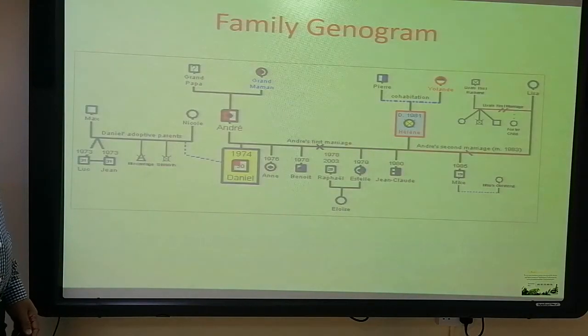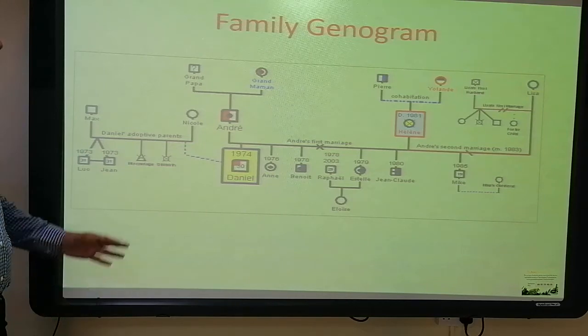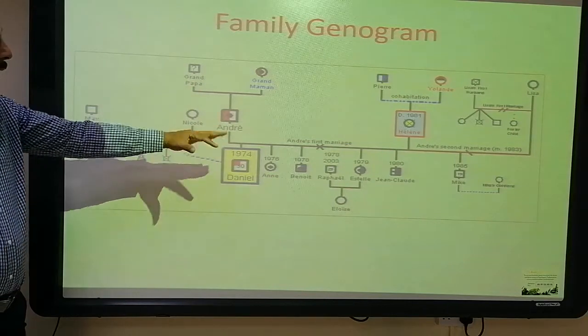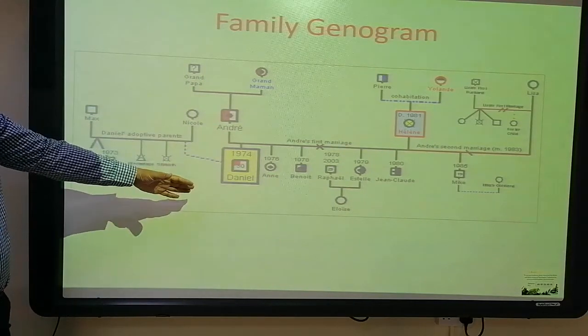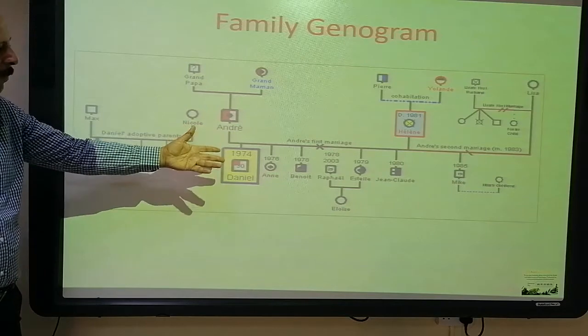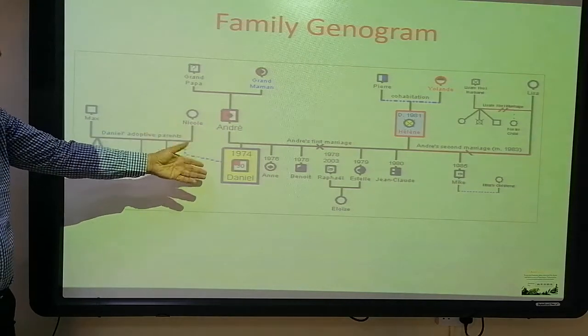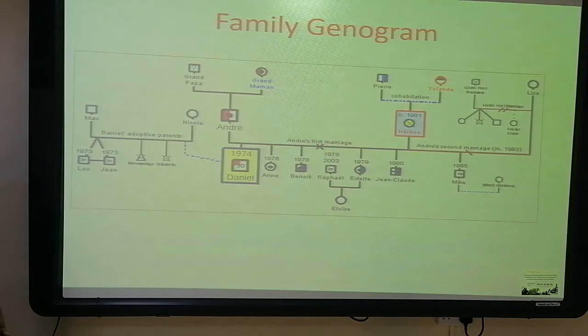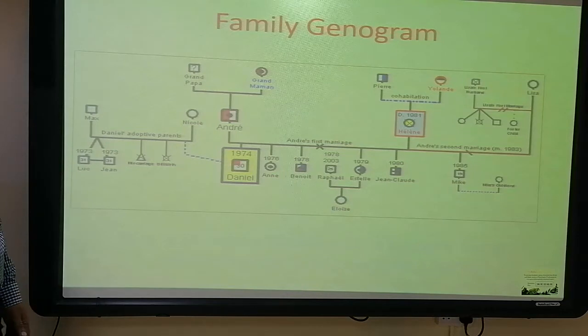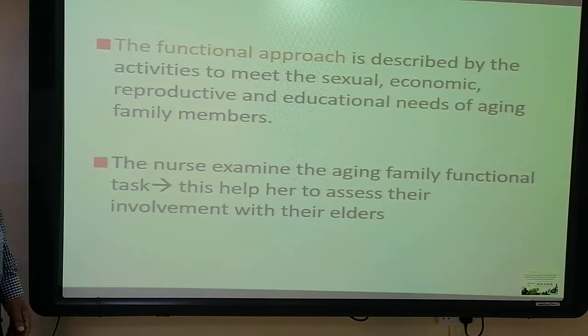Family genogram: grandparents, grandmom, then under them the details of their brothers, their sons and their nephews. By that, the relationship between them, and their age, how long they live.